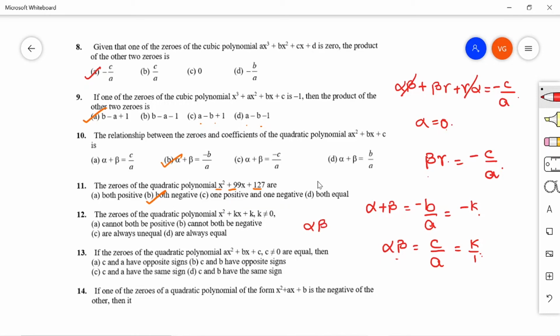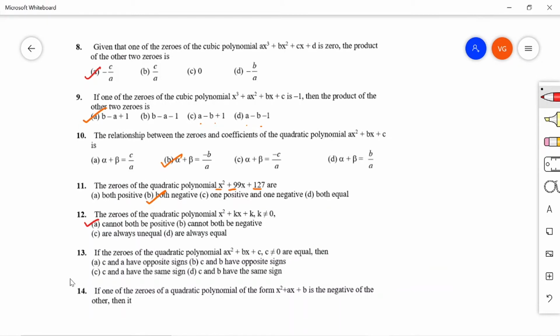Alpha beta is equal to k in the sense both alpha and beta should have the same sign. So one thing is fixed, they should have the same sign. Coming to the second condition, the sum of the roots has the negative sign. So both alpha and beta should have negative sign. So both cannot be positive. Option A is correct. Cannot both be positive.